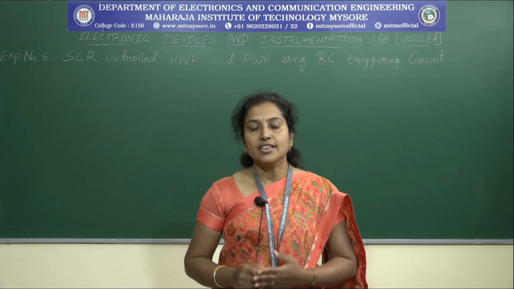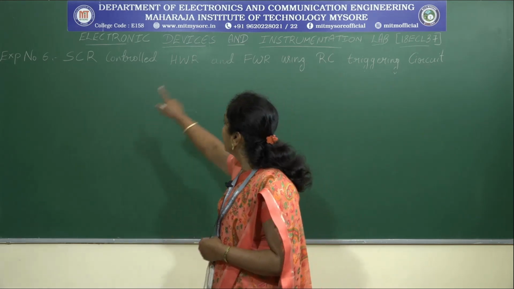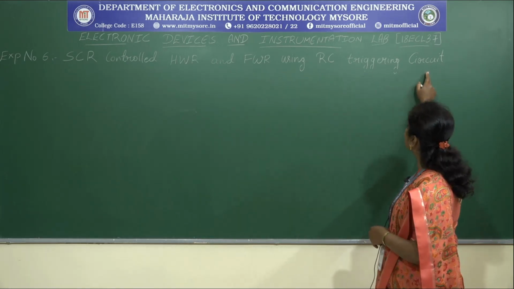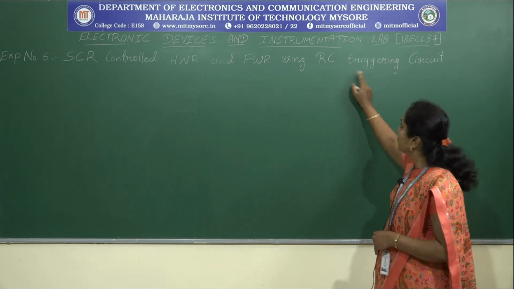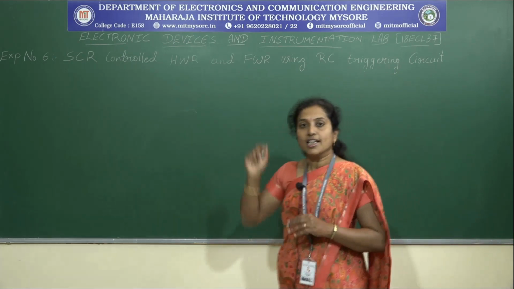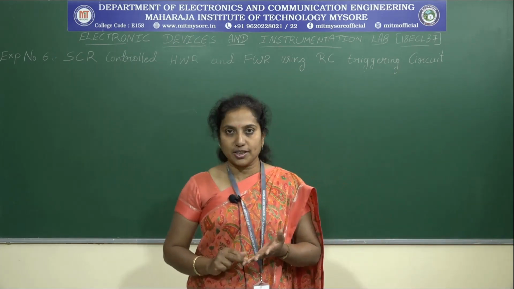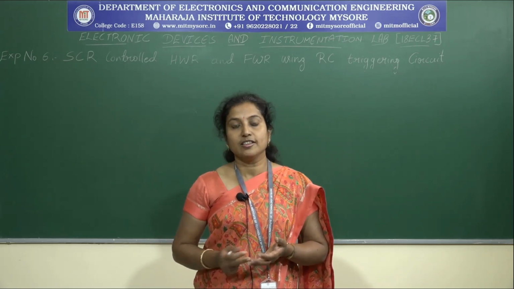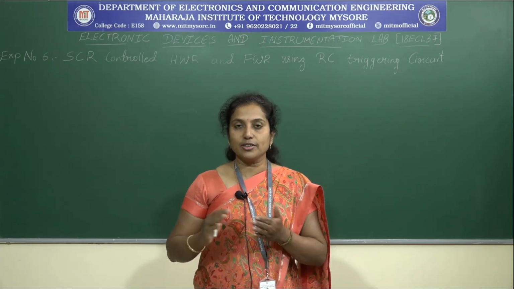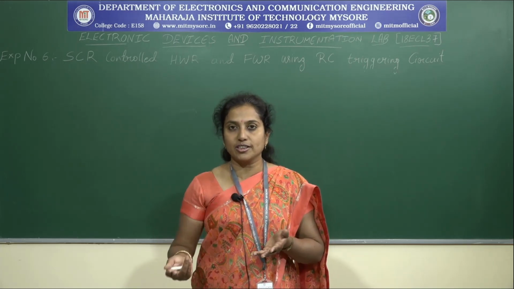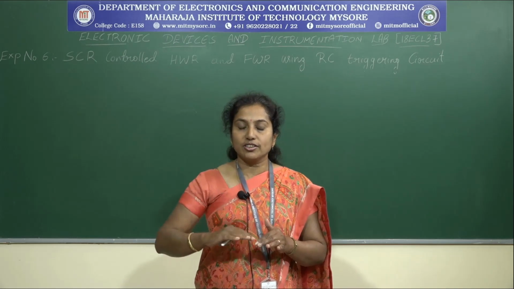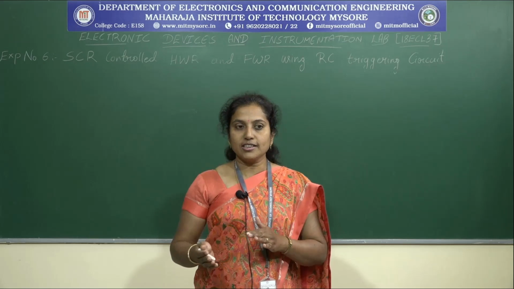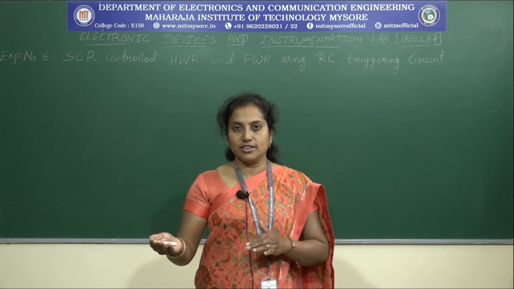In today's session, the aim of our experiment is SCR controlled half wave rectifier and full wave rectifier using RC triggering circuit. First we will know what a triggering circuit is. As we know, SCR has two stable states, the forward blocking state and the forward conduction state. The SCR switching from forward blocking state to forward conduction state is nothing but the turning on method of SCR. It is also called off state to on state.